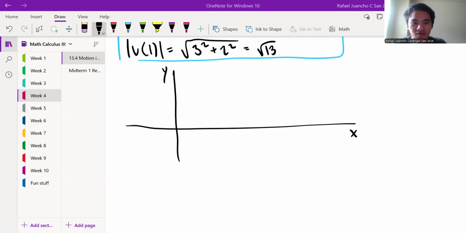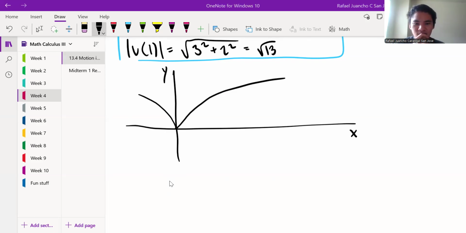Let me see. Yeah, my speed is that. My position. How in the world did he graph that thing? Or he did a different one. T equals 1. Oh, okay. So if we were to graph this, apparently its trajectory would look something like this, right?